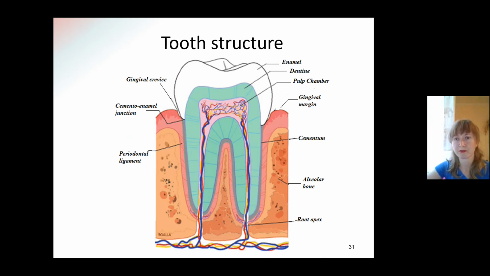The tooth has such structure. It is covered in the crown part by enamel. In the root area, dentine is covered by cementum. The main part of the tooth is dentine. It is in the root area and in the crown area. In the crown area, it is covered by enamel. The inner portion of the tooth is pulp, dental pulp. Cementum that covers dentine in the root area is connected to the bone by periodontal ligament fibers.